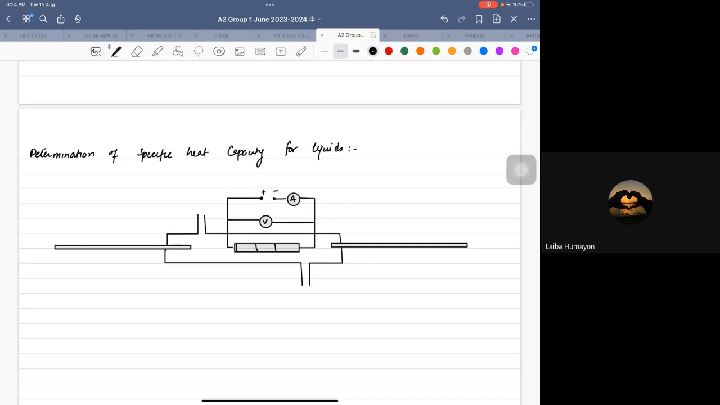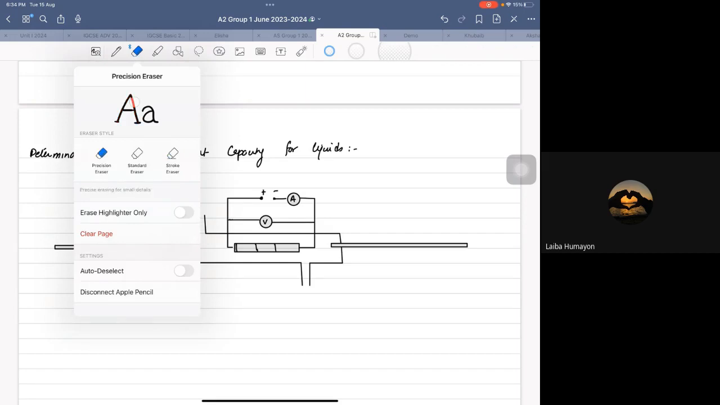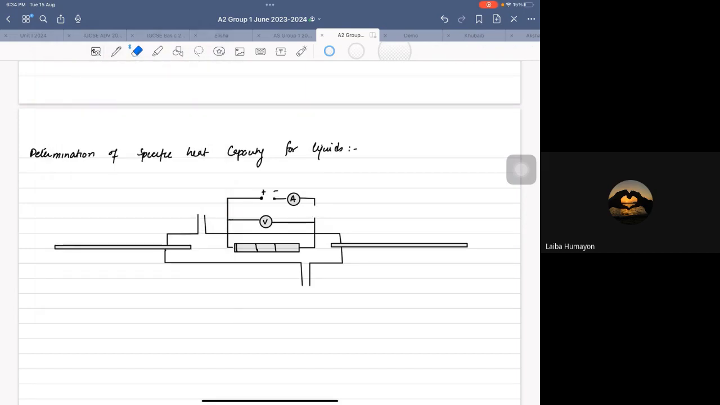Oh, and I'm sorry, I forgot something very important. You need to draw it in series. You also need to draw a variable resistor. It's very important because the variable resistor helps us maintain current, and we want to provide a constant current to this. It also helps us to change it.